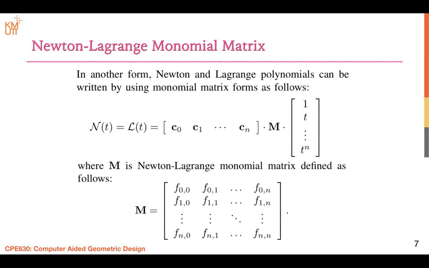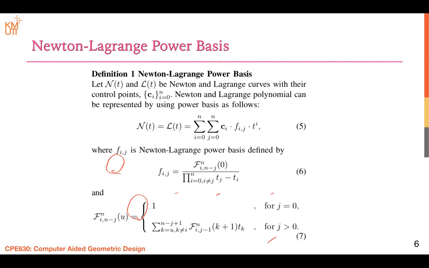This is a monomial matrix for the Newton and Lagrange. When you write in terms of this, this one is quite clean. You can feel like this one is clean and very clear. And M can be defined in terms of M like this: F zero zero, F zero one until F zero N, until F N N. You can find this form F, the formula F, from this one. And this F is still very complicated, as you can see this formula.